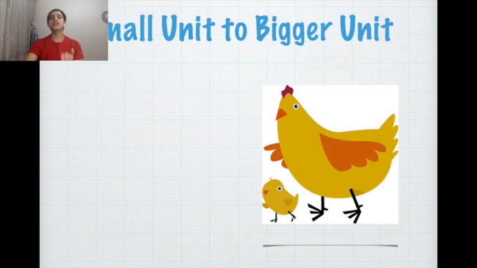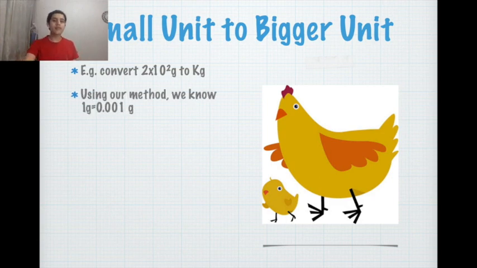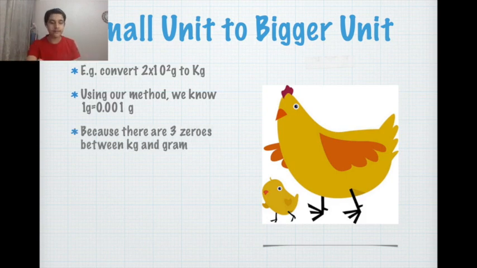So, small unit to bigger unit. As you can see, a cute little chicken. Small unit to bigger unit. Example, convert 2 times 10 to the power 2 grams to kilograms. So using our method, we know that 1 gram is 0.001 kilogram. Again, the units are messed up, I'm sorry. Because there are 3 zeros between kilogram and gram, you can actually use the same method.